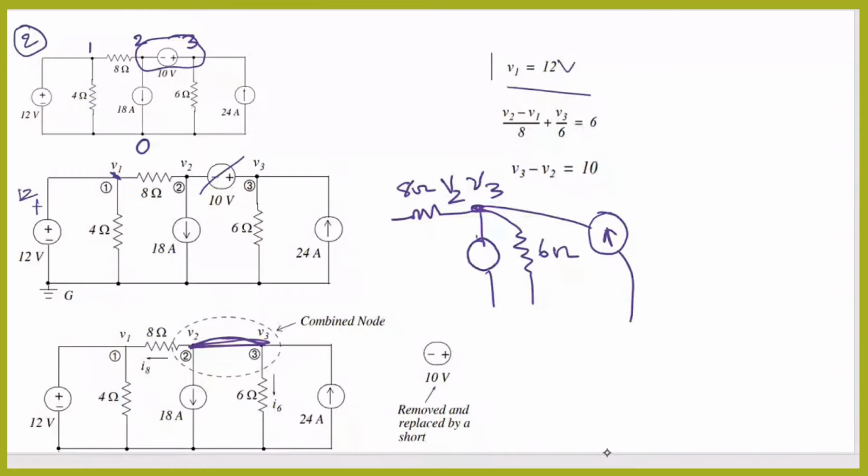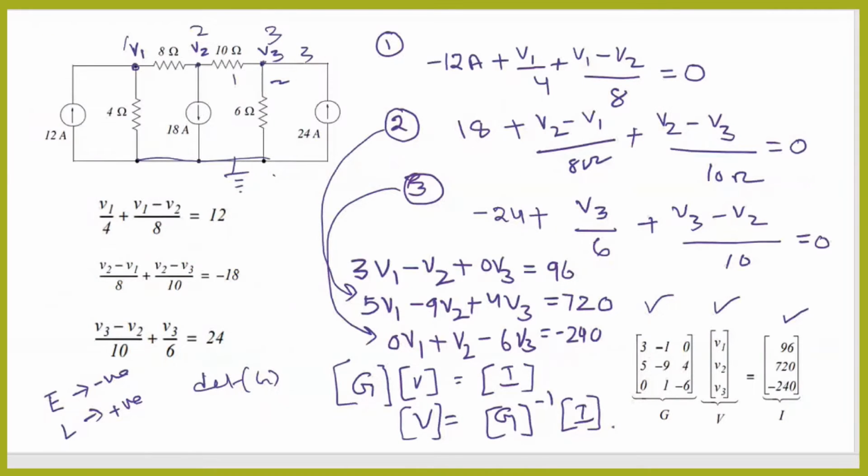So V2 minus V1, because here V1 is there. V2 minus V1 divided by 8 plus V3 by 6, because these are the two resistances. So if I take the last slide, what you have taken, entering as negative and leaving as positive.